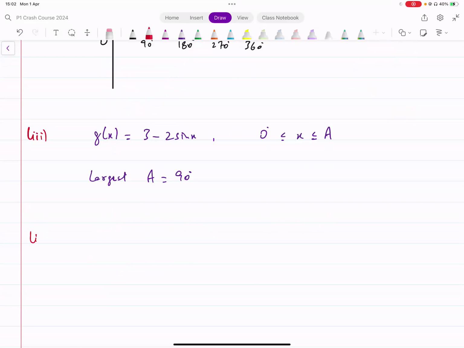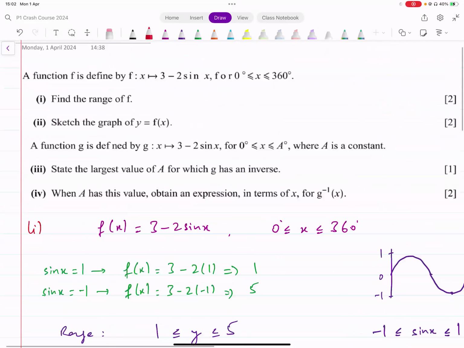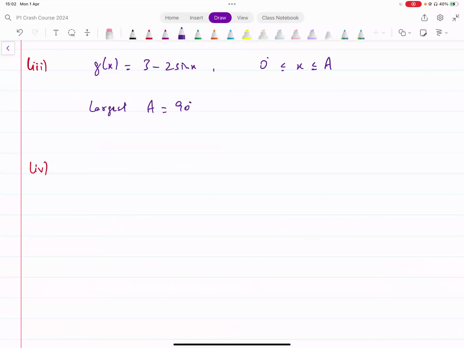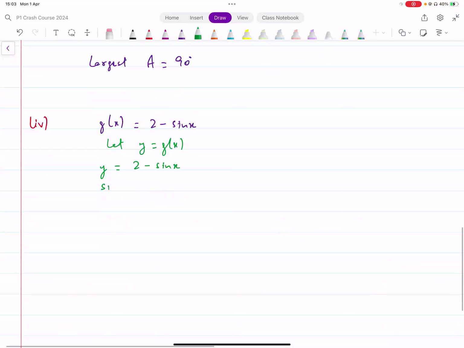All right, let's look at part 4 now. Part 4 says, when a has this value, obtain an expression in terms of x for g inverse of x. Now we need to find the inverse of this function. We have g of x, we need to find the inverse of that. There's nothing complicated about this. We just apply our standard method. Let g of x equals y. So replace g of x with y, and that will give you y equals 2 minus sine x.